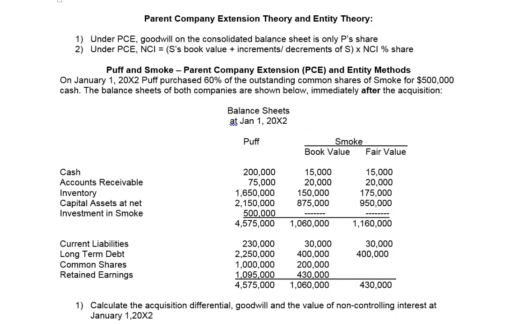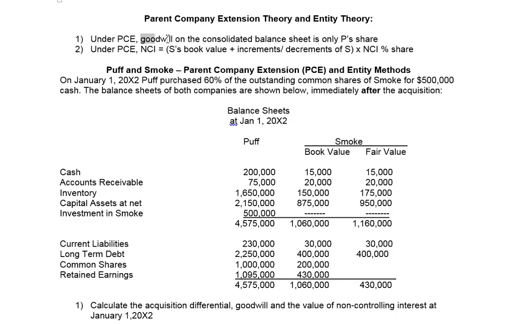Hi folks, welcome to this video that asks you to prepare a consolidated balance sheet at acquisition date under both parent company extension and entity theories. So first thing we want to do is just point out with respect to the parent company extension theory, it has a different way of calculating goodwill that will go on the consolidated balance sheet and NCI.